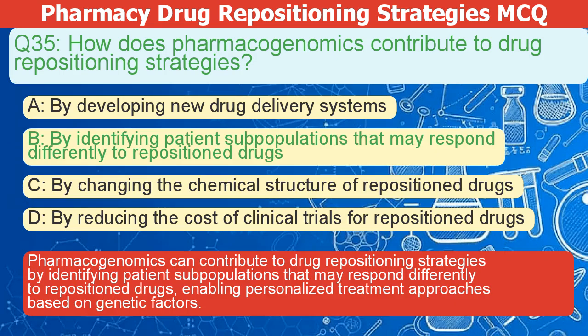The correct answer is B. Pharmacogenomics can help find new uses for existing drugs. It does this by identifying groups of patients who might react differently to these drugs based on their genes. This allows for more personalized medicine.